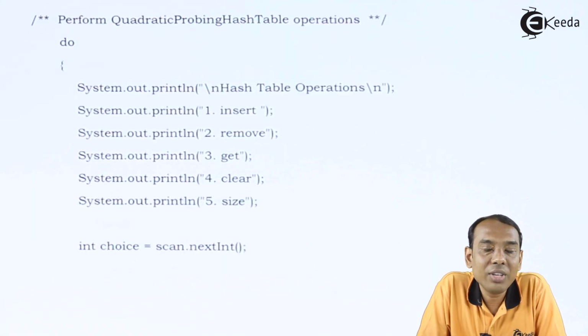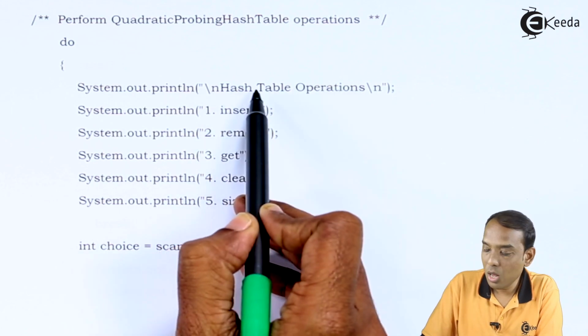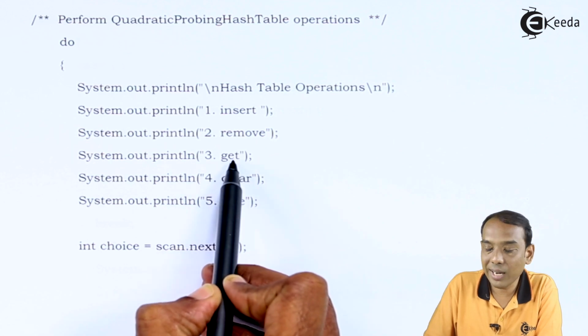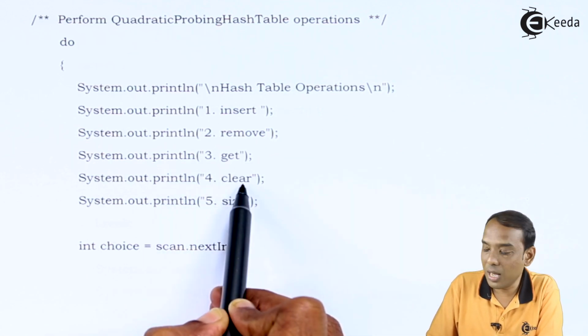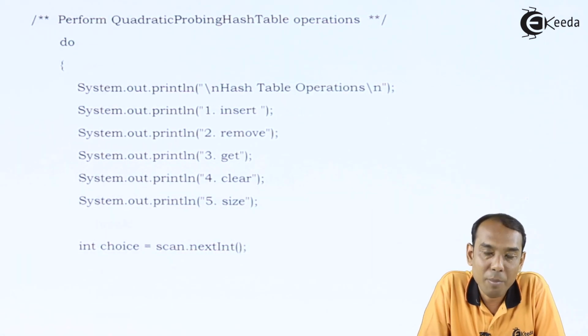Once this object of the class is created, we need to give the user a menu driven approach. A menu driven approach gives the user the flexibility to choose the operations he can perform. For this, I am going to use the do while loop. Let us look at the operations the user can perform. We have do hash table operation. Number 1 is for insertion. Number 2 is for remove. Number 3 is to get the value. Number 4 is for clear. And number 5 is for size. This set of operations the user can perform.